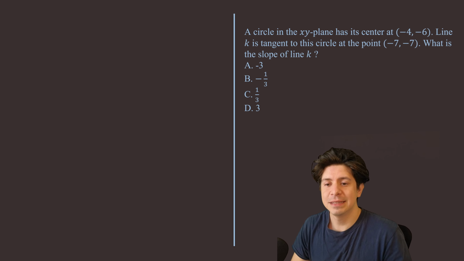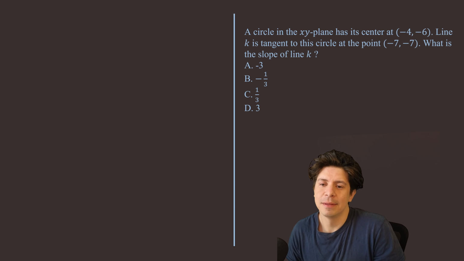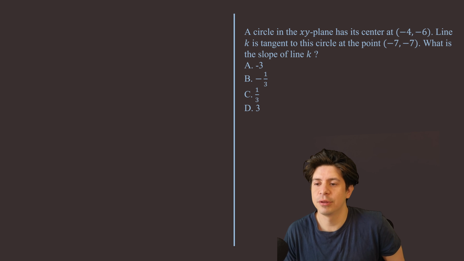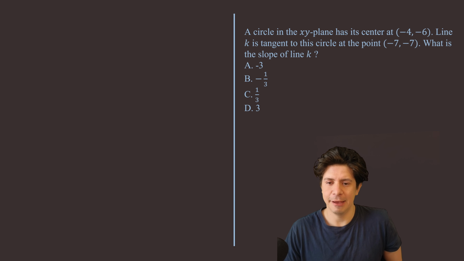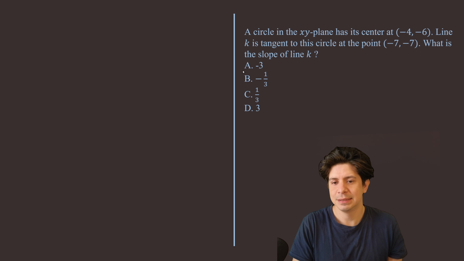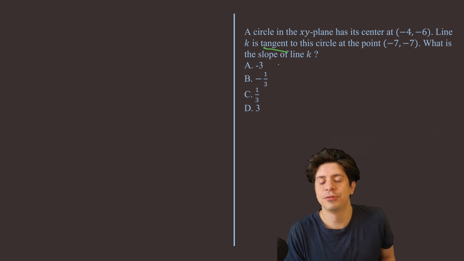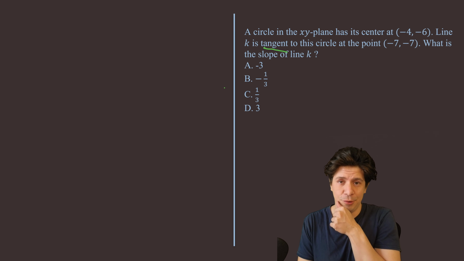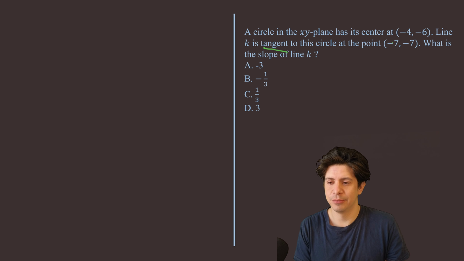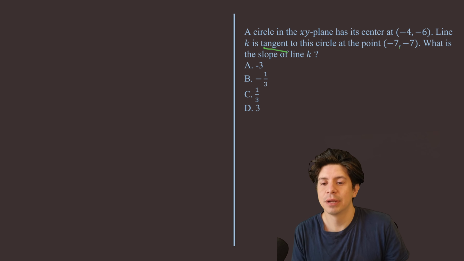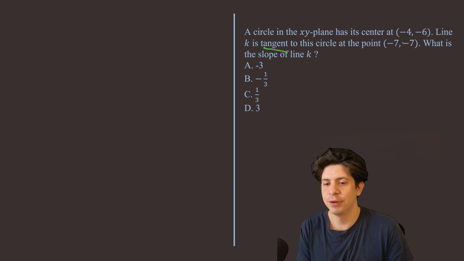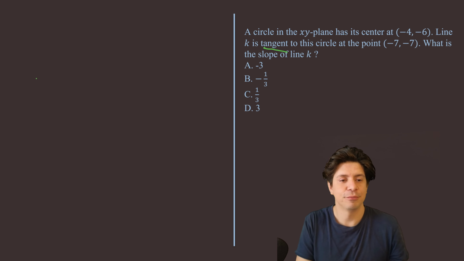And then we have this. This one is trickier. The circle in the xy plane has its center at (−4, −6). Line K is tangent to the circle at the point (−7, −7). What is the slope of line K? The key here is that a tangent line to a circle is perpendicular to the radius at that point. So if the center is (−4, −6), the radius goes out to this point, and line K is the tangent. So we find the slope between these two points, and then we take the negative reciprocal because it's perpendicular.